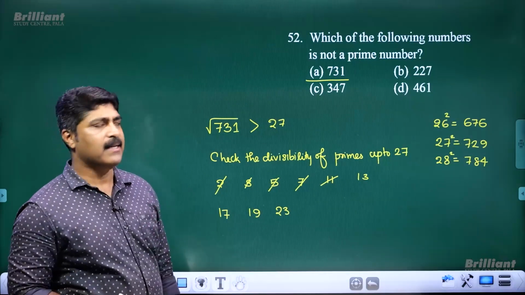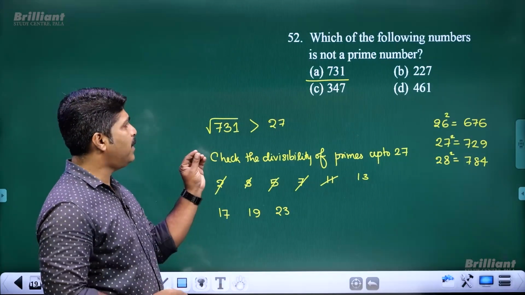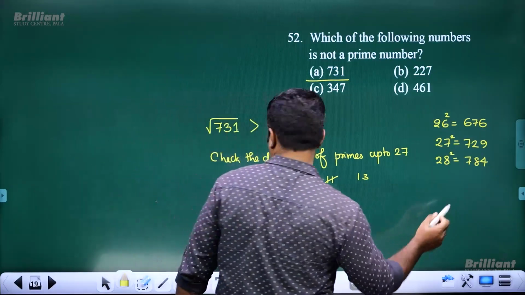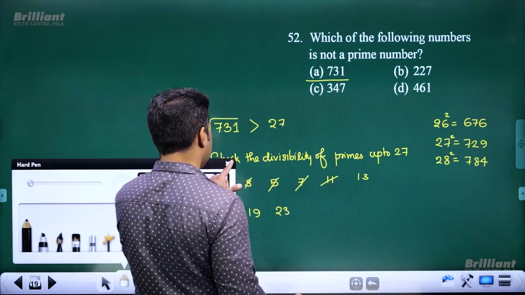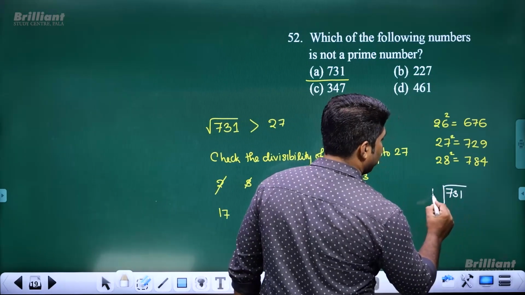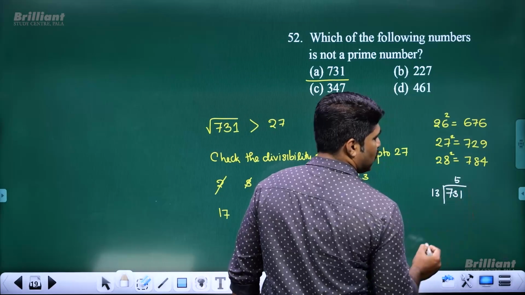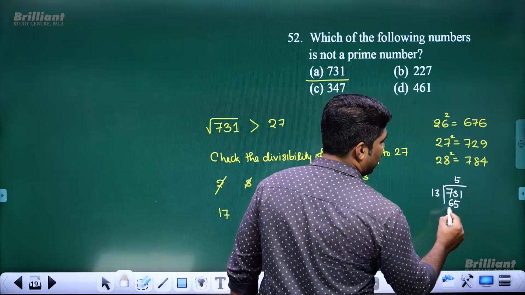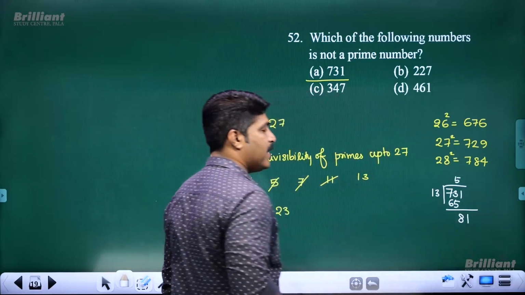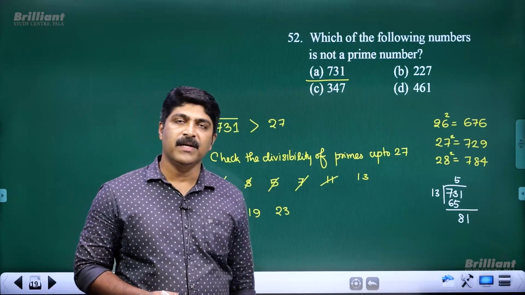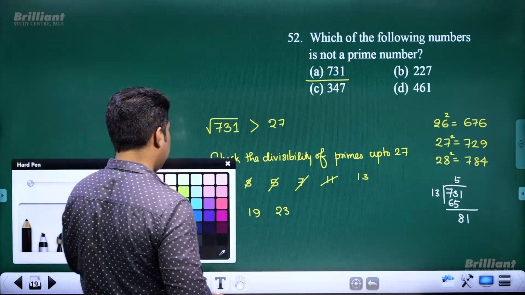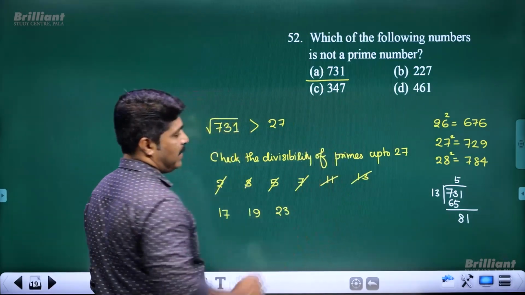What about 13? For 13, you have to simply do the division. That's the normal division method. So 731, we are testing whether it's divisible by 13. 731 divided by 13. We know that 5 times 13 is 65. And what is the remainder there? Here that is 81. Is this 81 divisible by 13? No, it's not divisible by 13. Hence, it's not a factor.